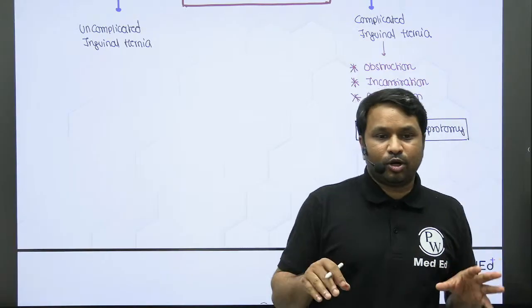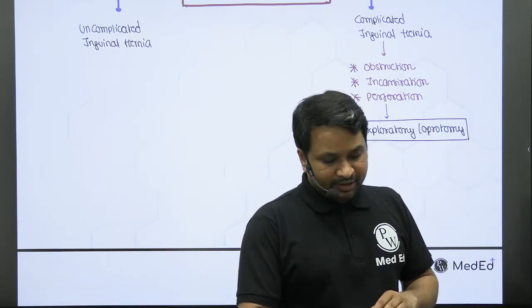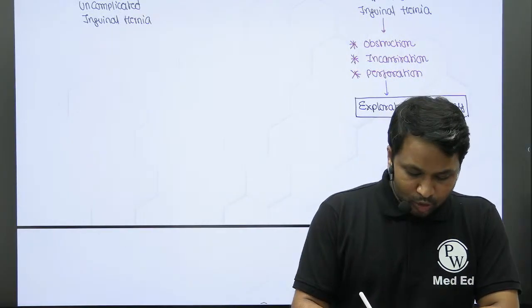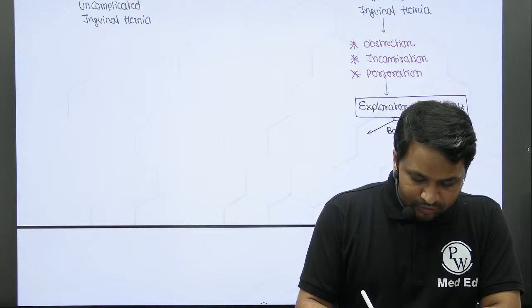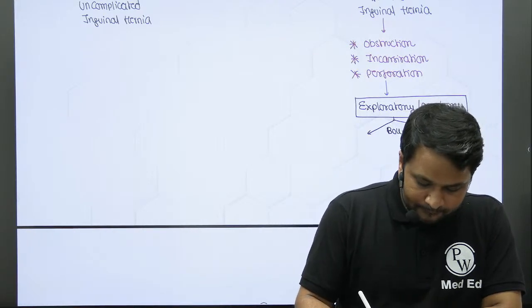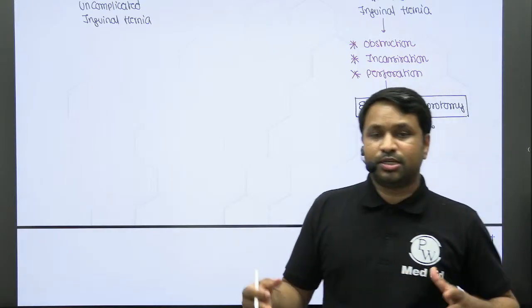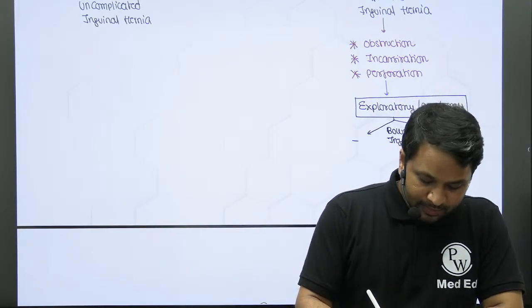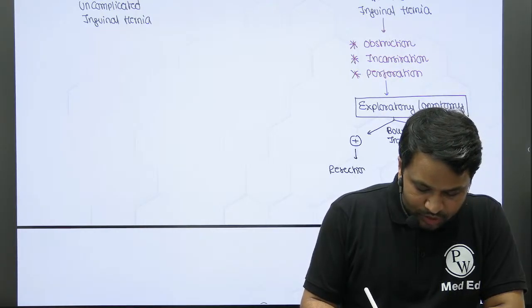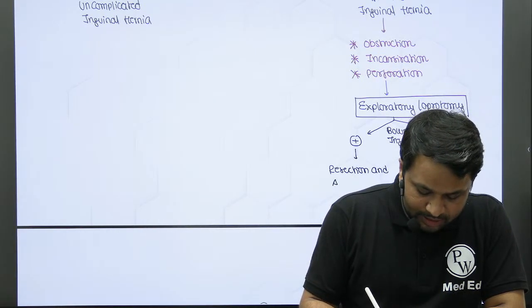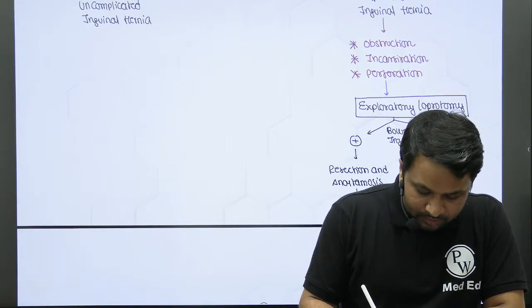When you're doing an exploratory laparotomy, you have to see whether the bowel is injured or not. If the bowel is not injured, then you don't need to do anything; you can go with hernia repair. You'll see the status of the bowel, whether there is any incarceration, necrosis or gangrene. If bowel injury is present, then you have to go ahead with resection and anastomosis of the bowel, and hernia repair should be done later.